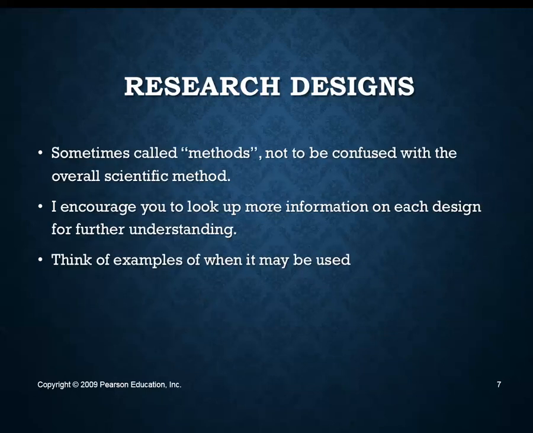Okay, so for your paper, we asked you to consider research designs. I wanted to point out that sometimes these are called methods, but that can be confusing because you've just talked about the scientific method. Perhaps a better term for the scientific method would be to think of that as the process steps. And one of those process steps is choosing this particular method or design. As you look at those that are listed in your textbook, I encourage you to consider looking at more information on each design for further understanding.